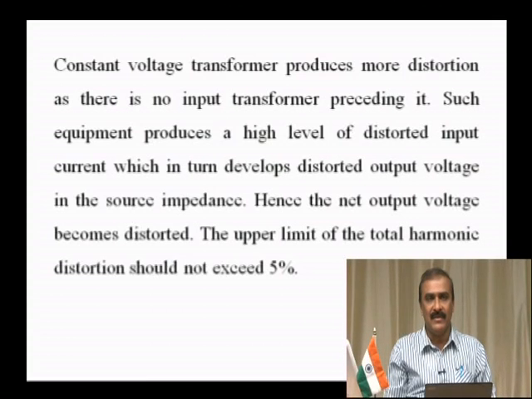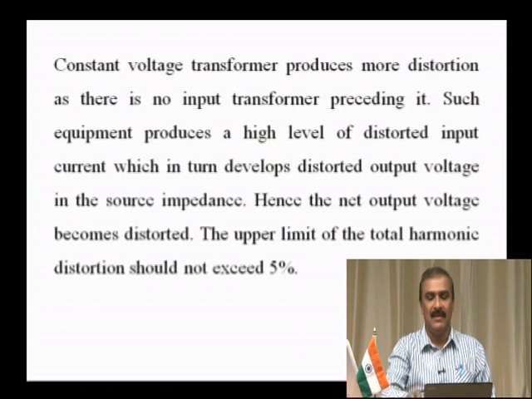Such equipment produces a high level of distorted input current, which develops distorted output voltage in the source impedance. This is important. Net output impedance becomes distorted, so it directly affects the impedance of the circuit. The upper limit of total harmonic distortion should not exceed 5%. So this is the limitation, which is a requirement in fact for a CVT whenever you are using it in the circuit.